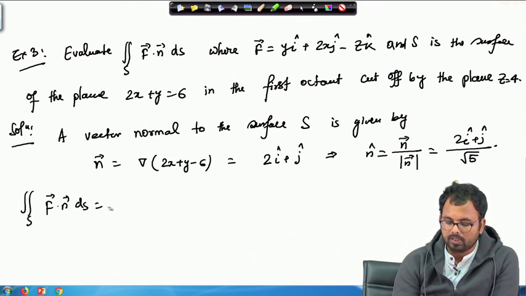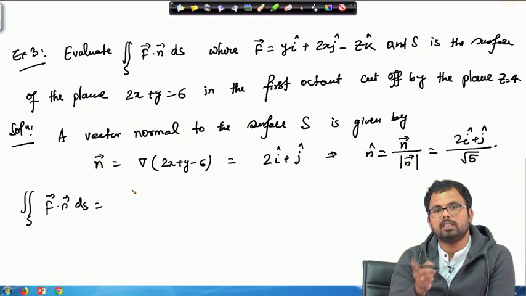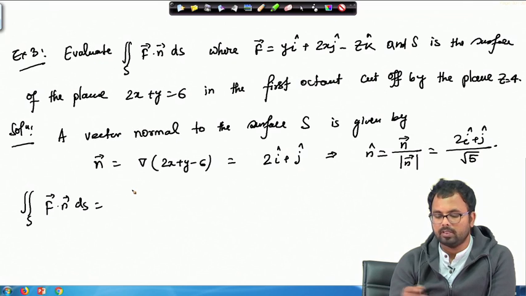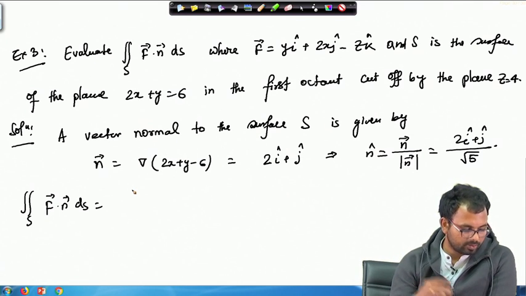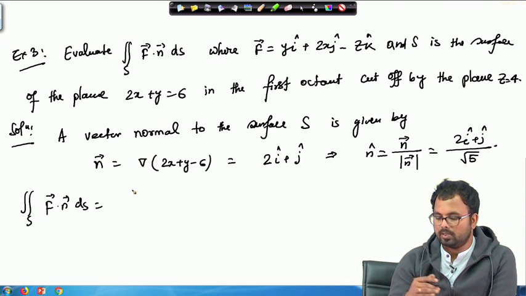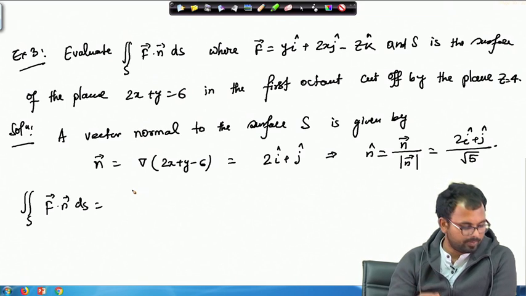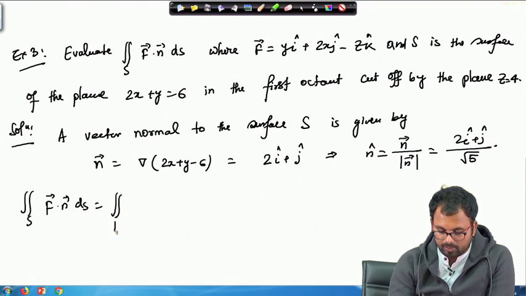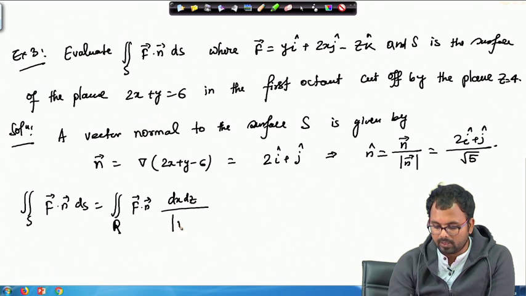And the given surface integral over S can be written as, since we have to take a projection, in this case also we take the projection either on the xz or yz plane. So, we cannot take the projection on the xy plane because the surface S is perpendicular to the xy plane. So, here we take the surface integral and we take the projection. So, that is the region R where the projection will be f dot n, and ds will be dx dz divided by n dot j.